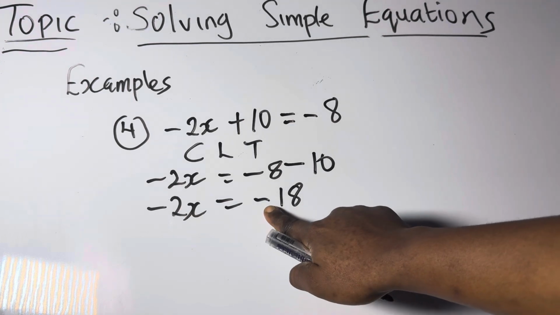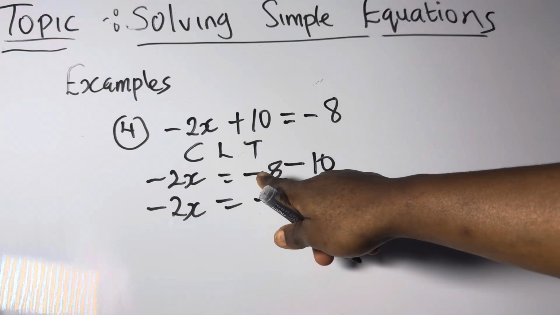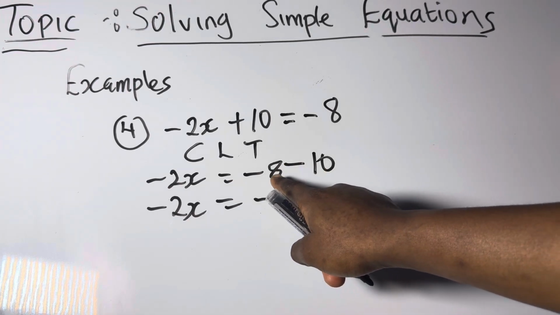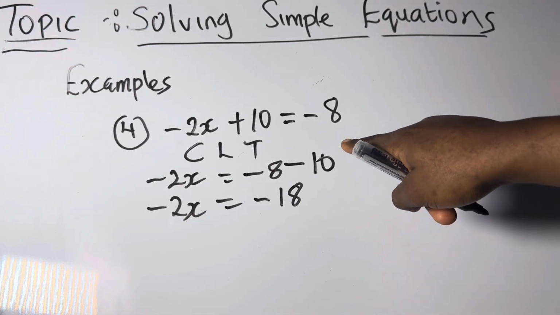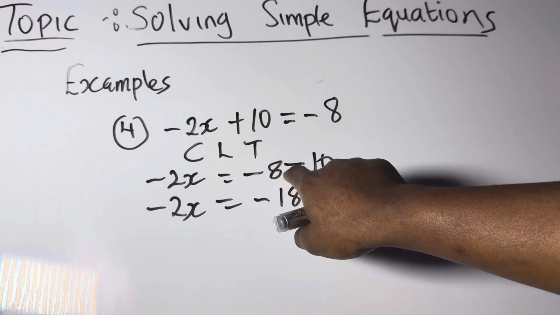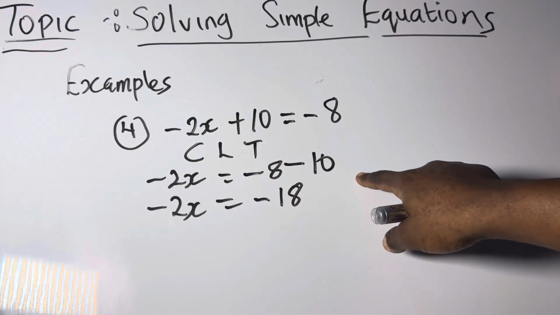Now, the reason why this negative sign is there is because in mathematics, minus means you are owing. Now, I'm owing two different people, 8 and 10. For me to know the total amount I'm owing, the first thing you do is to write the negative sign, then add the numbers together.